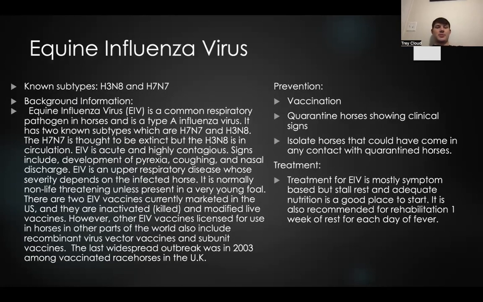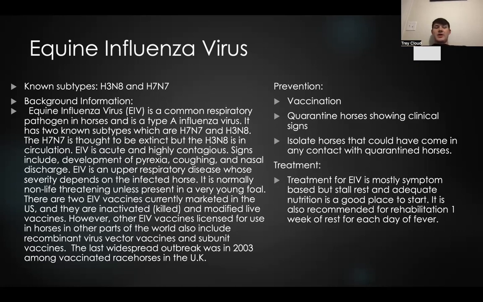So then the second one we're going to talk about is equine influenza virus. It has two known subtypes, H3N8 and H7N7. The H7N7 one hasn't been around for about 30 years, so it is thought to be extinct. And then the H3N8 one is the one that's in circulation now.